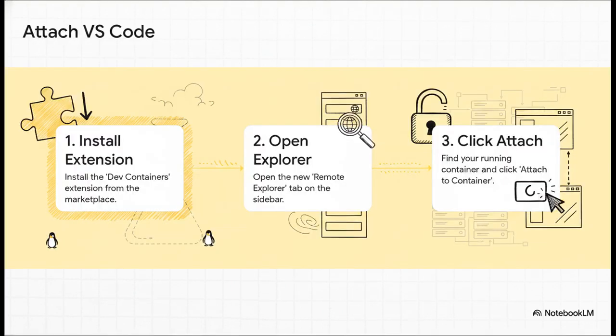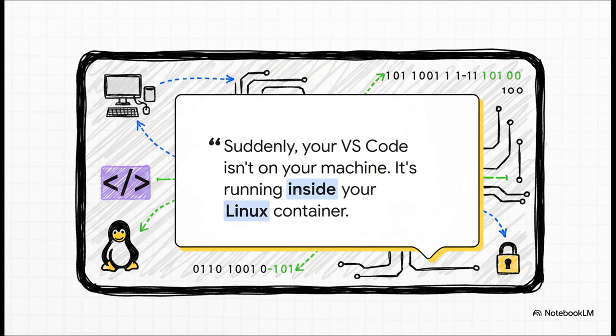There's this brilliant extension for VS Code called Dev Containers. You just install it, and this new Remote Explorer tab pops up on your sidebar. You open it up, and it automatically finds all of your running containers. All you do is find the one you want and click Attach to Container. And right here, this is where the magic happens.